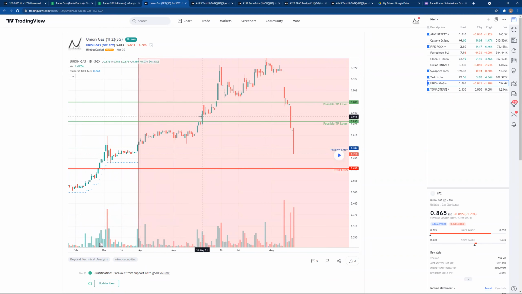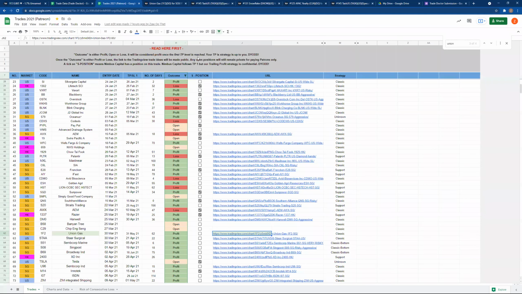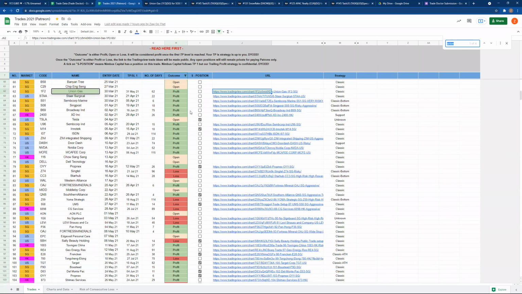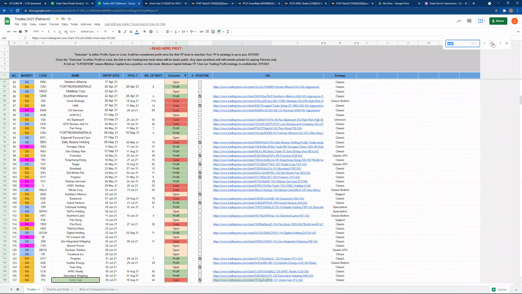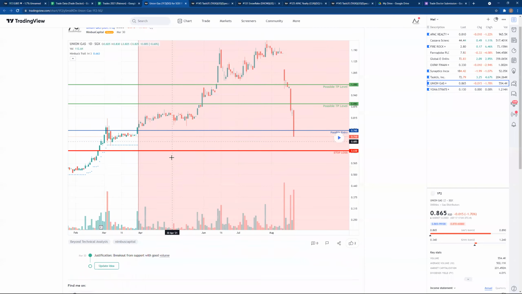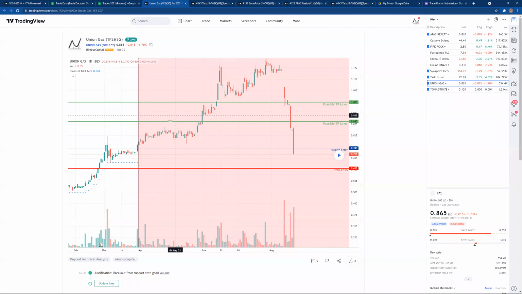He entered somewhere on this candle here, 1st of June. What is the next Union Gas entry? The next Union Gas entry was way back in March already. Then of course the other Union Gas entry unfortunately was a stop loss. So we actually had 3 Union Gas entries. The one that he took was somewhere slightly after our second entry. Our first entry was maybe somewhere here.